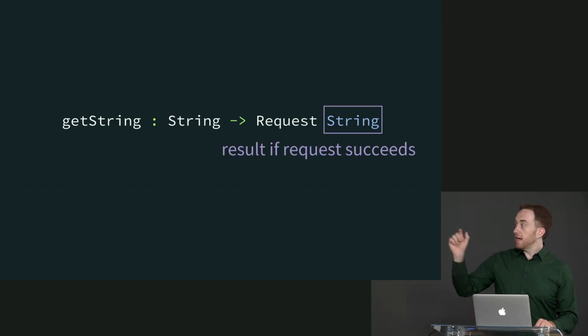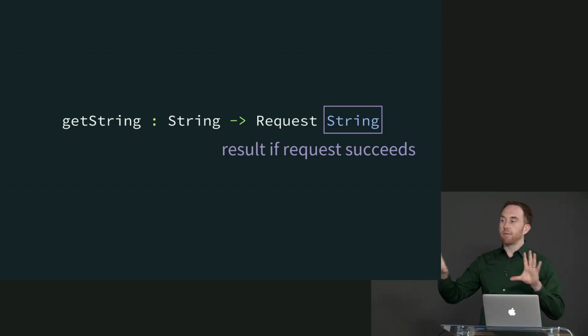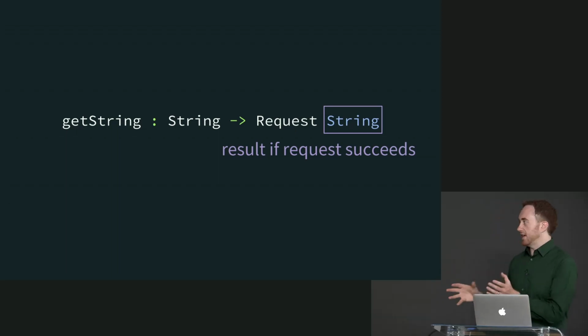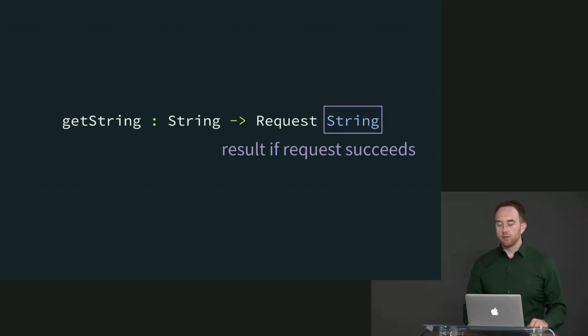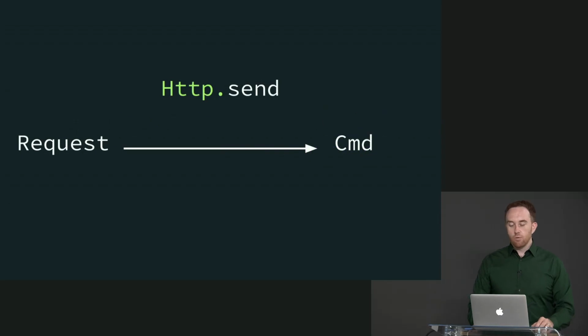So this type parameter on request, this is only the result if the request succeeds. So if the request succeeds, great, we will get back a string. We know that from getString, and we'll see fancier things later that give us more direct things than string, or closer to what we actually want, like articles and stuff. And if it fails, HTTP has a custom error type that can model all those different scenarios for things that can go wrong. The way we actually go from a request to a command is using the Http.send function.